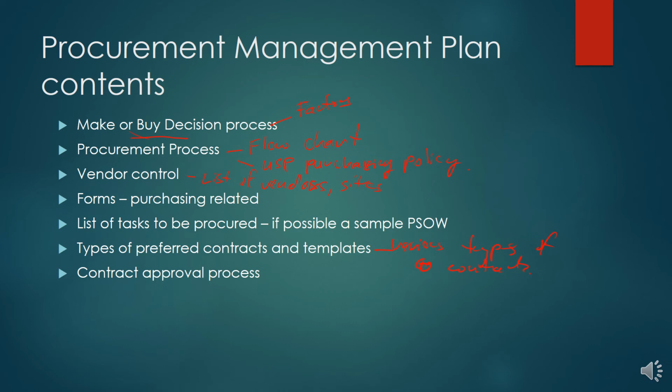Contract approval process. Obviously, we want to have the list or the flow chart of how the contract gets approved. You want to set a review process. Okay, this is to review the plan. It has to have dates of review, and you can have other things in there. Mostly it's to review how this plan is being executed.